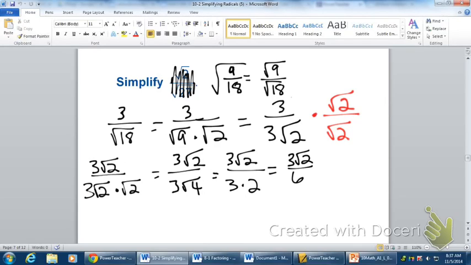Now, we're not completely done, because can we simplify 3 over 6? Can we take that a step further? Yeah, 3 goes into 6 twice, so you can simplify it as 1 over 2. So that would be your simplified answer.